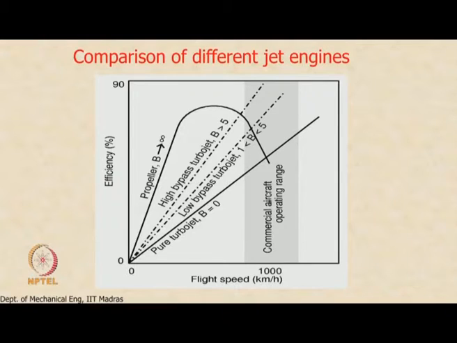So, you can see that if you compare the efficiency of a turbojet with that of a propeller at low flight Mach numbers, then the propeller wins hands down. But if you go to high subsonic Mach number flight speed, then you can see that the propeller efficiency falls and the turbojet catches up and then exceeds at these kinds of speeds. And this was the reason why we migrated from propeller to turbojet.